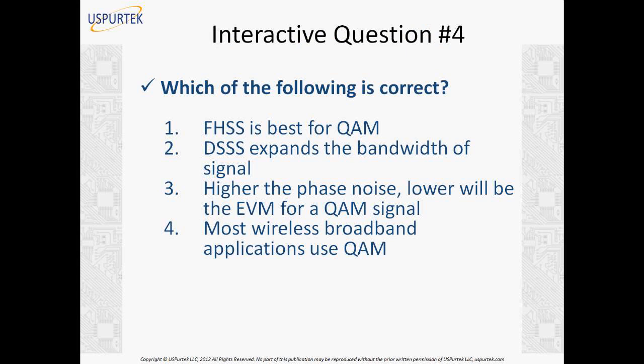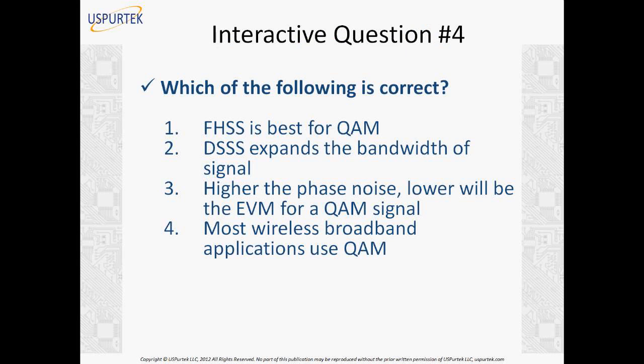You could choose multiple answers too. It depends on which one you think is correct. So the first one is not correct. FHSS is not best for QAM. We have seen that because there is no phase coherence maintained, so QAM cannot use FHSS. DSSS expands the bandwidth of signal. Yes, that is true. By multiplying with the PN code, yes, we can do that.